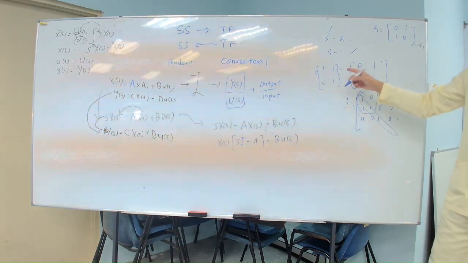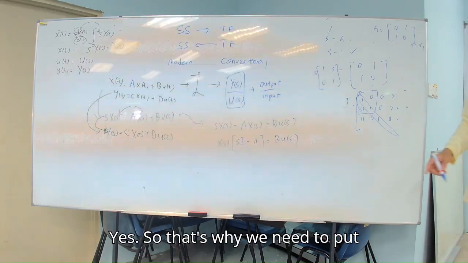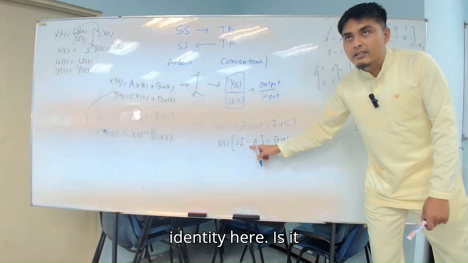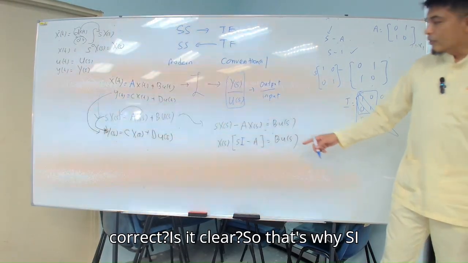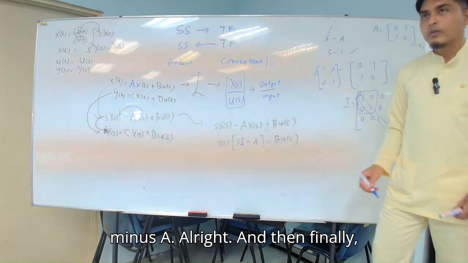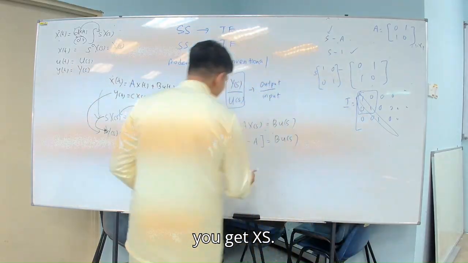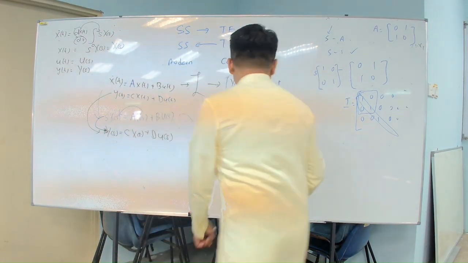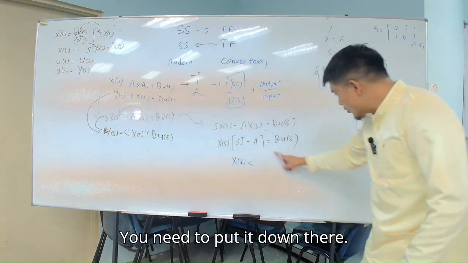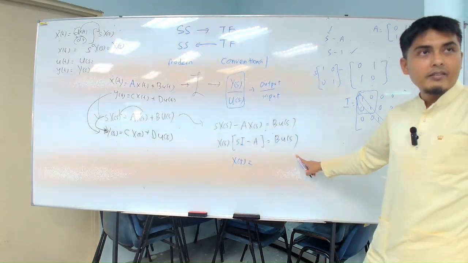Can it be solved? Yes. So that's why we need to put identity here. Is it correct? Is it clear? So that's why SI minus A. All right. And then finally, you get XS. You need to put it down there, is it?